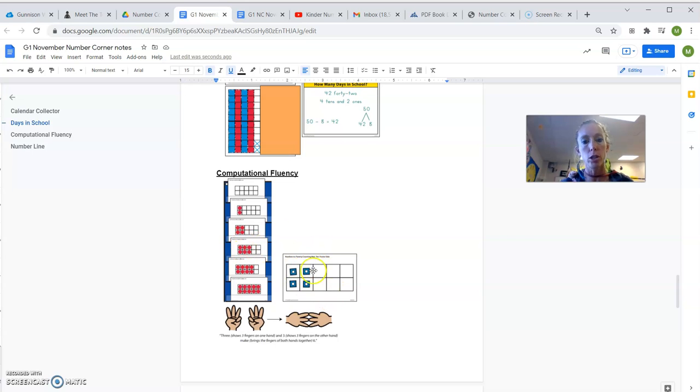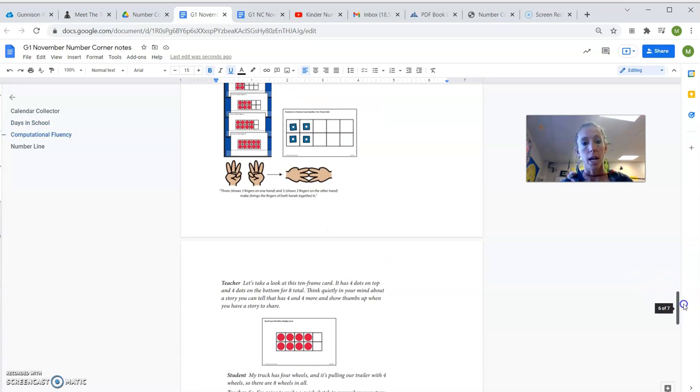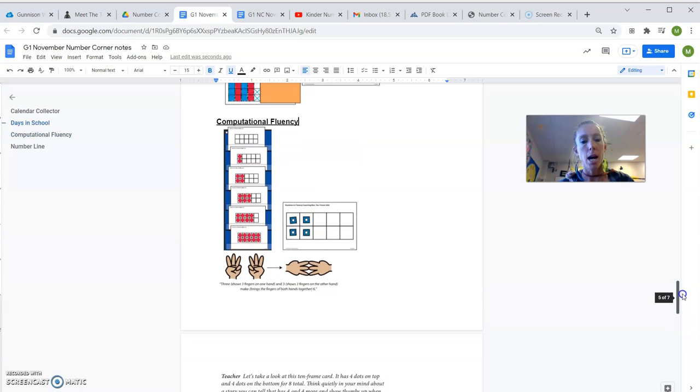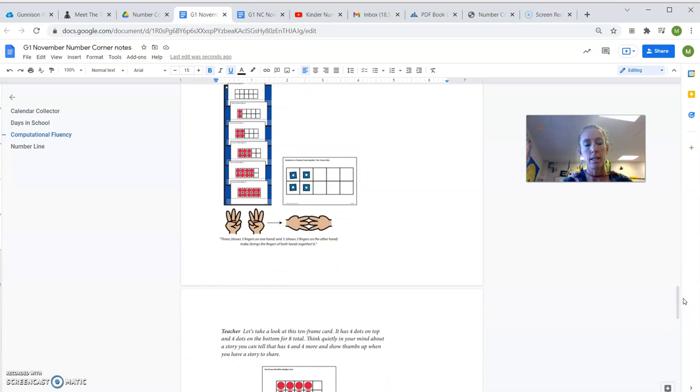Okay, now I want you to go to your 10-frame mat and show that with Unifix cubes. 3 and 3 equals 6. Awesome. Okay, now let's look at 6. And what do we have on our fingers? 3s. Let's say it. Repeat after me. 3 is half of 6. 3 is half of 6 because 3 plus 3 is 6.